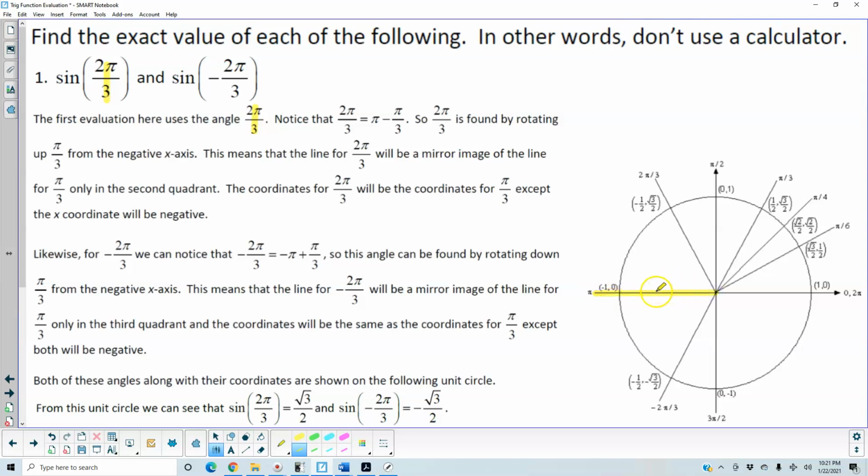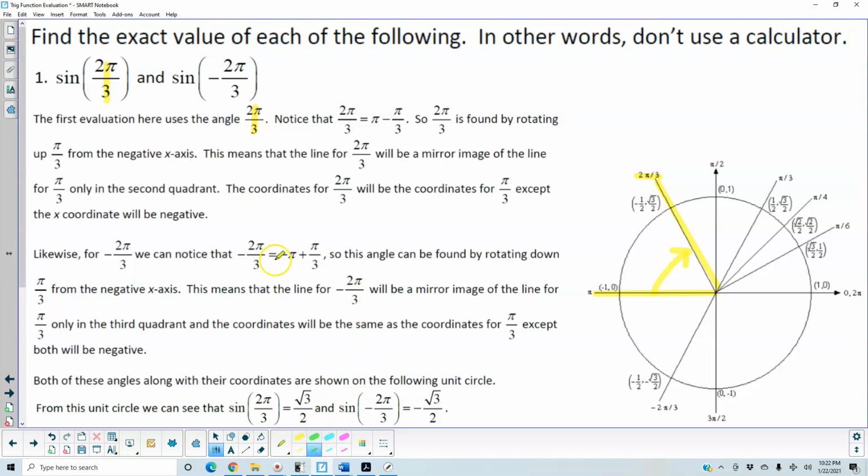So again, as we stated here, we're going to start at pi, and then we're going to rotate up pi over 3 to get this angle here. So you can see here that we get 2 pi over 3. And therefore, it's going to be a mirror image of pi over 3. The only thing that's different is because it's in quadrant 2, the value of the x-coordinate is going to be negative.